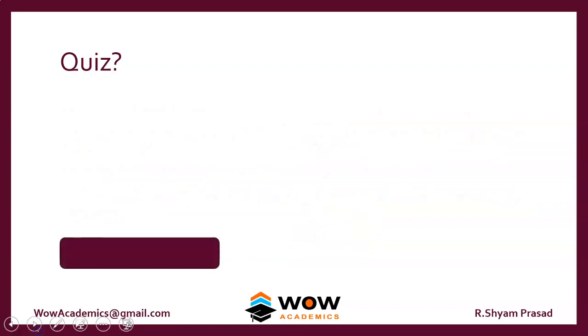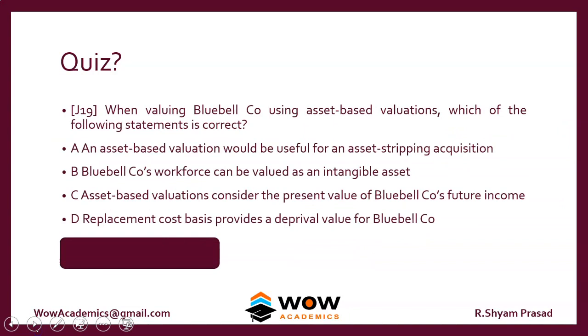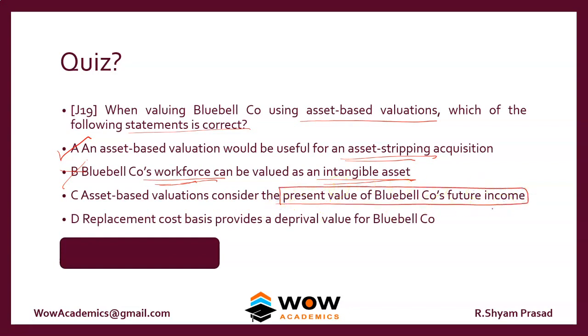So we have another question. When valuing Bluebell Co. using asset-based valuation, which of the following statements is correct? An asset-based valuation would be useful for an asset stripping acquisition. Yes, we saw the exact word earlier. Bluebell's workforce can be valued as an intangible. Workforce can never be valued, and in the NAV method, it can never be valued at all. So B is wrong. C. Asset-based valuation considers the present value of Bluebell's future income. This is not the right method. That method is called DCF, discounted cash flow method. So C is again wrong.